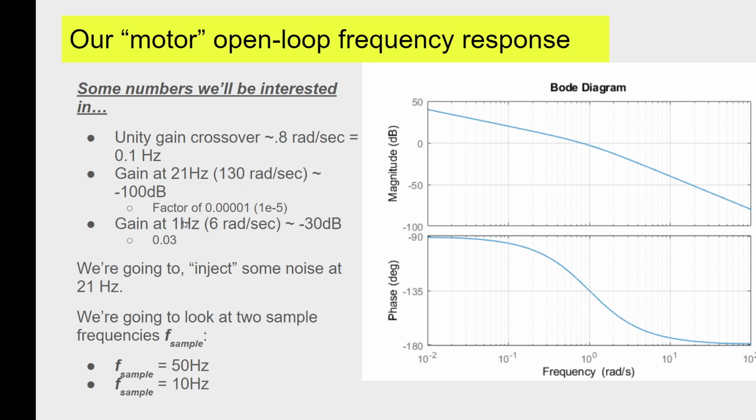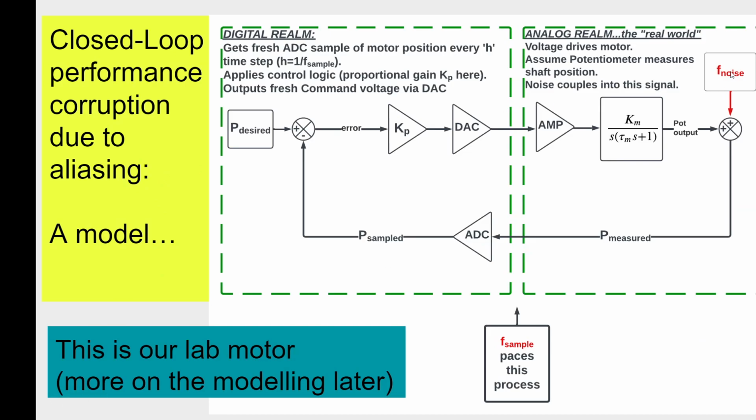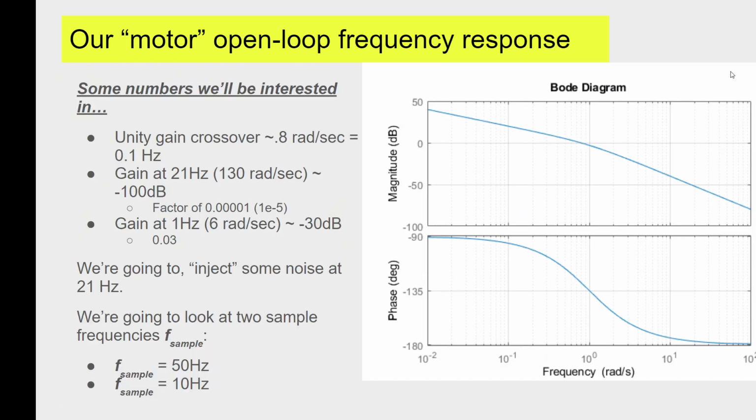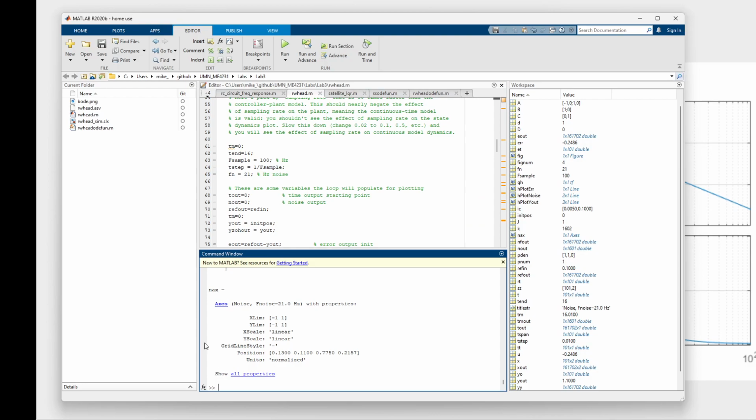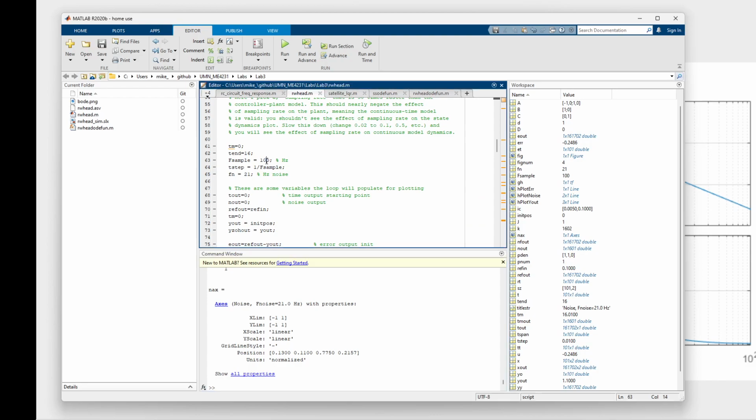Gain at 1 hertz, another number we're going to be interested in, is about 6 radians per second. We're down 30 dB or 0.03. So we're going to inject some noise at 21 hertz. This could be a 21 hertz sine wave, this F noise. And we're going to look at two sample frequencies, 50 hertz and 10 hertz. So let's start by looking at 50 hertz.